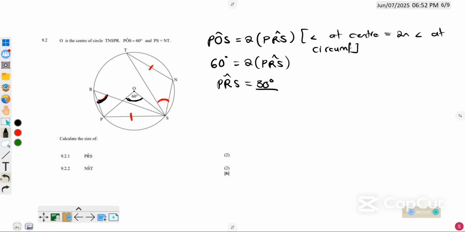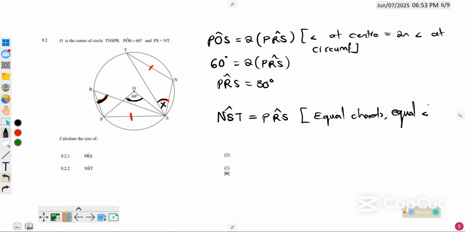Okay, and then what else do we have? NST. What's angle NST? Angle NST is this angle right here. So it's pretty much straightforward. Angle NST has to equal angle PRS. Why is that? Because equal chords subtend equal angles. Alright, which means NST has to be equal to 30 degrees as well.